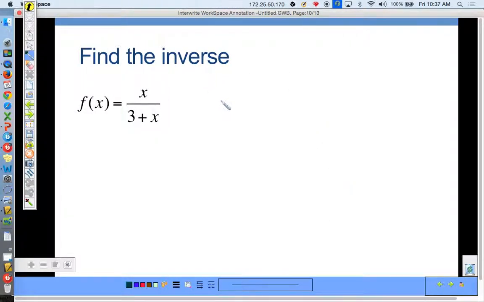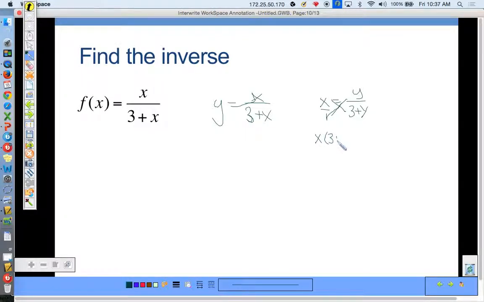We're asked to find the inverse. So we have y equals x over 3 plus x. So we switch them. So we have x equals y over 3 plus y, excuse me. So this one's a little tricky. So let's see. We want to get the y's out of the denominator. So we can cross multiply.